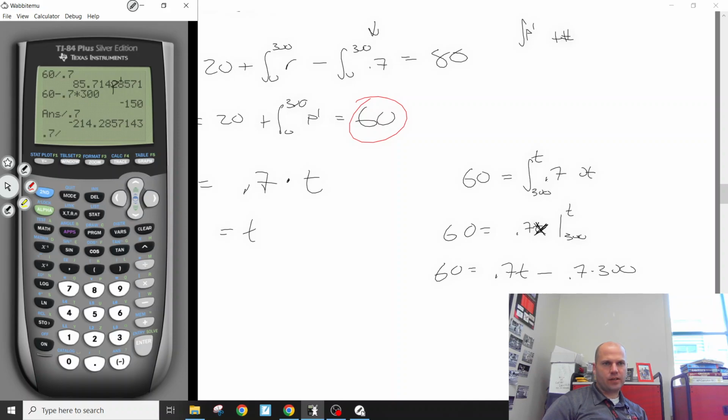I don't think it worked out, actually. Order of operations. Yeah, 60 minus 0.7 times the 100. I needed parentheses. Divided by 0.7. I'm going to get that 385 number.